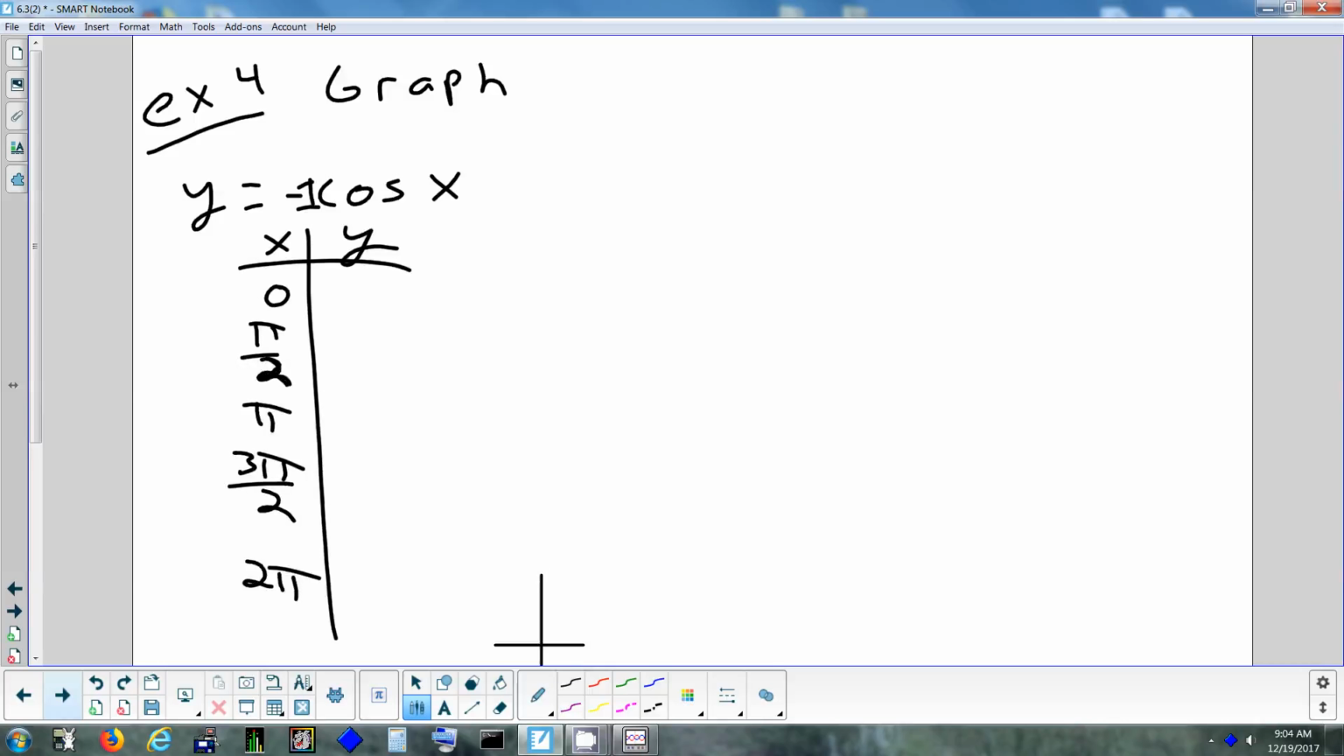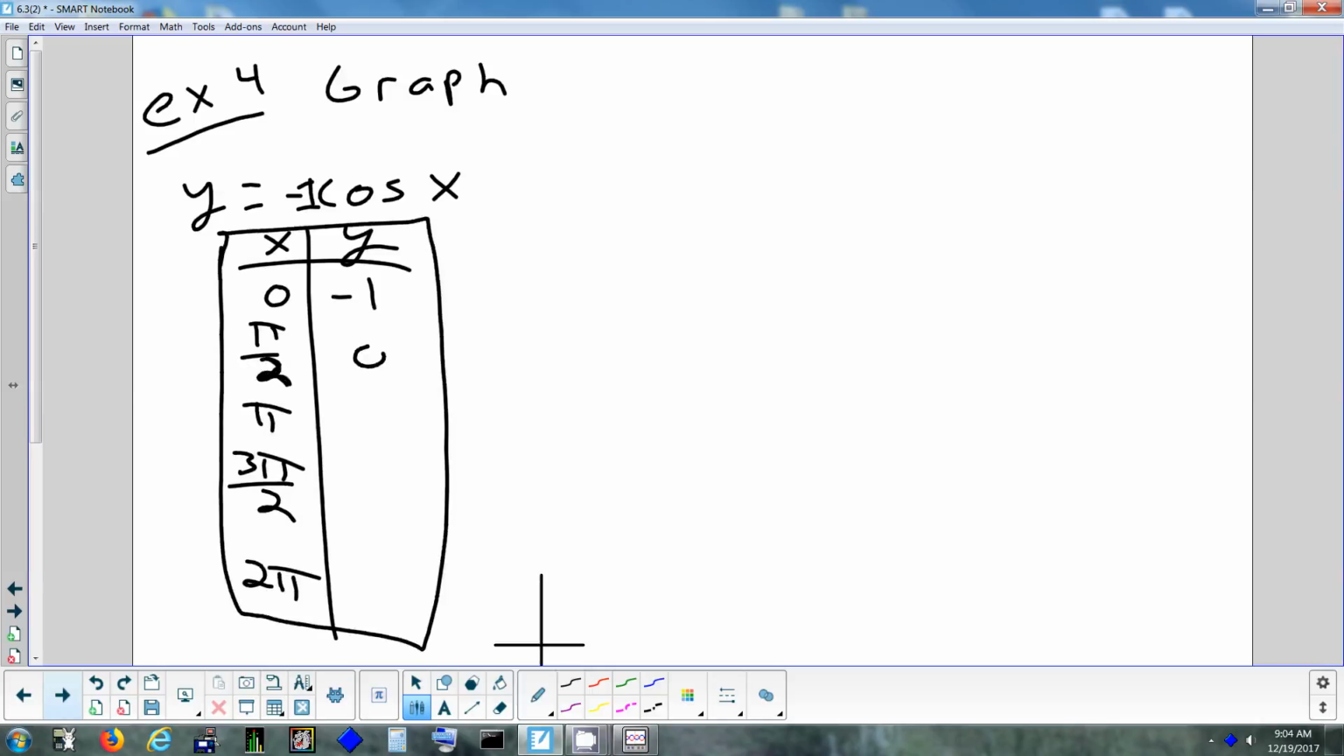And now the y values, you're going to take and multiply them all by -1. So Caleb, can you tell me what the y values would be? For cosine? Oh, you mean the originals? Final answer. For cosine, it'd be -1, 0, 1, 0, -1.